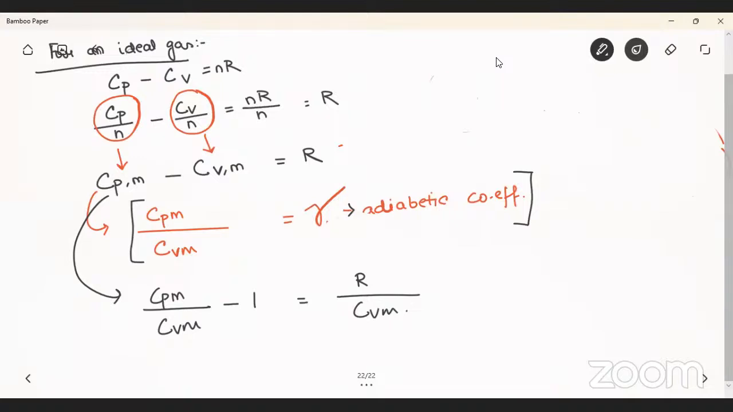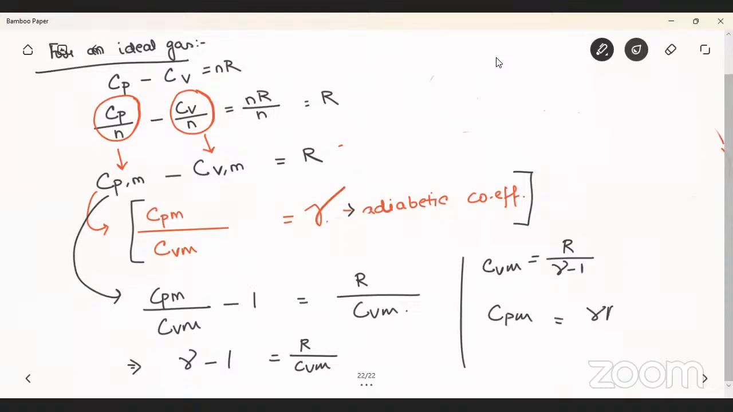Now, from this, what can we write? Gamma minus 1 is equal to R by CVM. So CVM is what? CVM is equal to R by gamma minus 1, and CPM is equal to gamma R by gamma minus 1. So these are the two formulas you have to remember. One more thing I want to say before ending today's class.